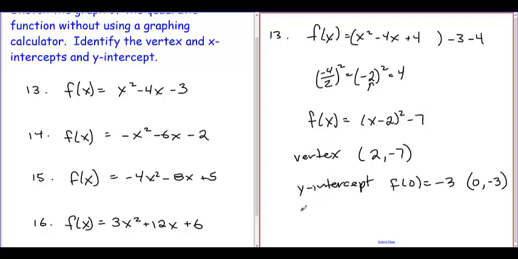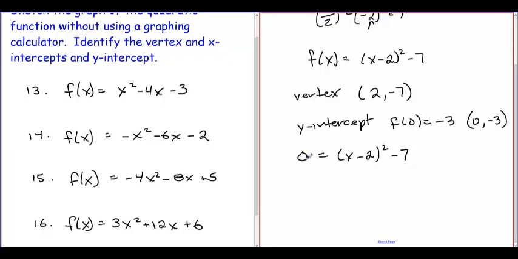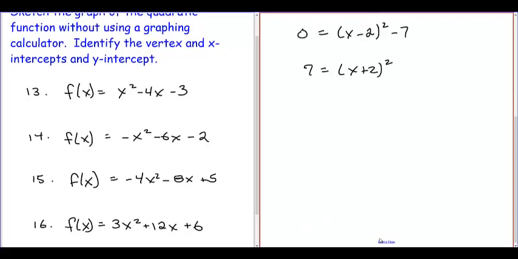Now the x-intercepts we can get by taking the standard form and setting that equal to 0. So we're setting y equal to 0 here. So we add 7 to both sides. Take the square root. So we get plus or minus the square root of 7 is equal to x minus 2, or x is equal to 2 plus or minus the square root of 7.